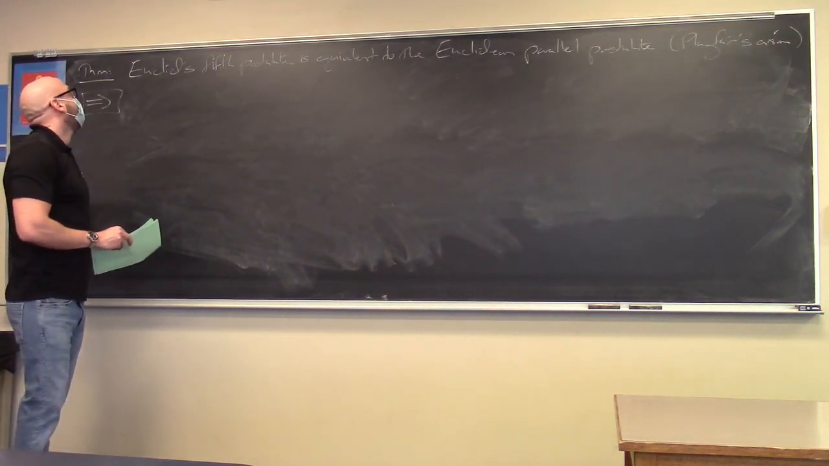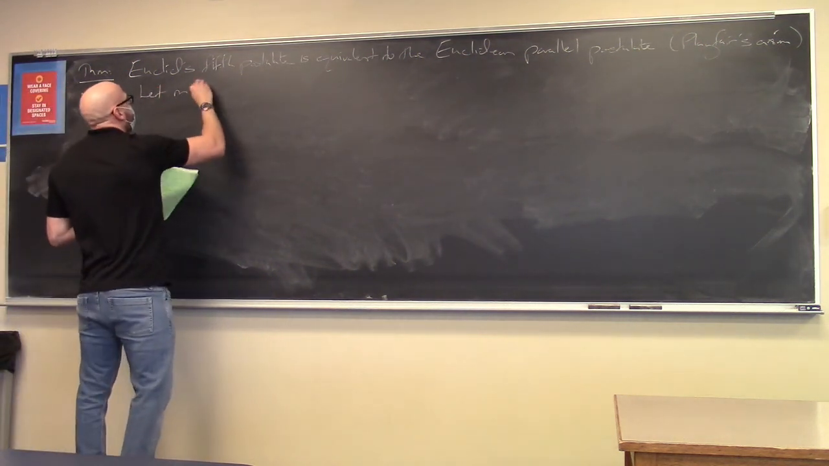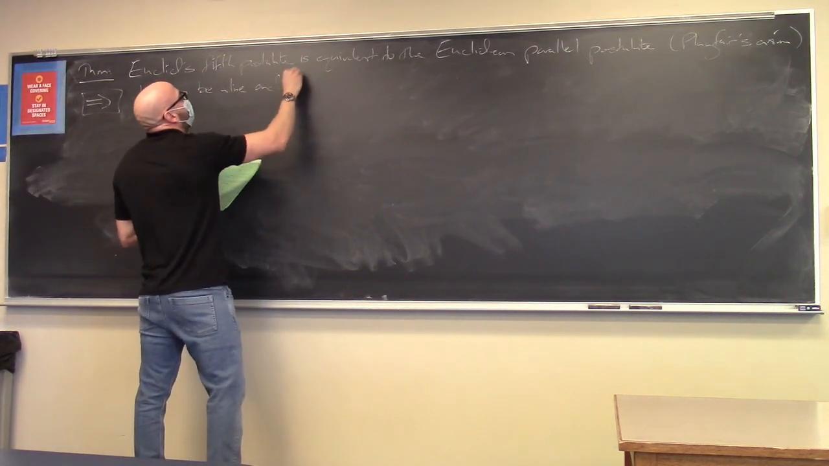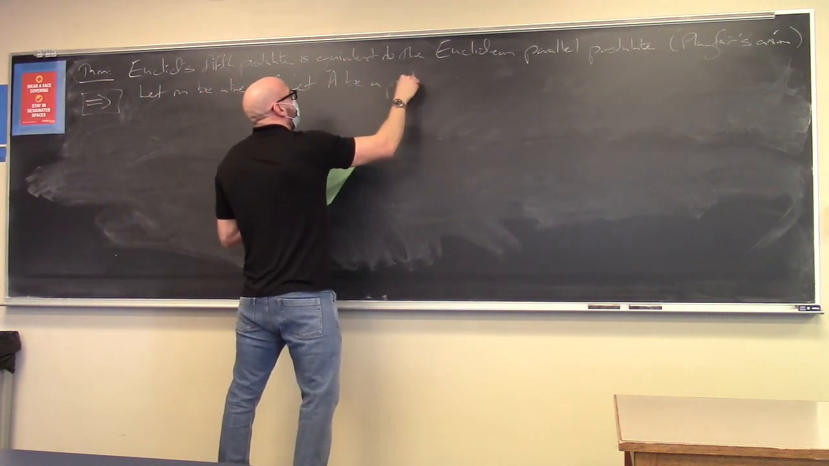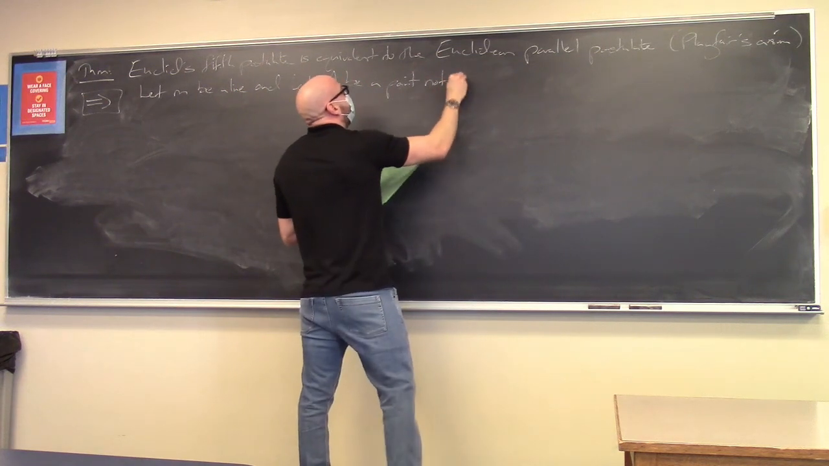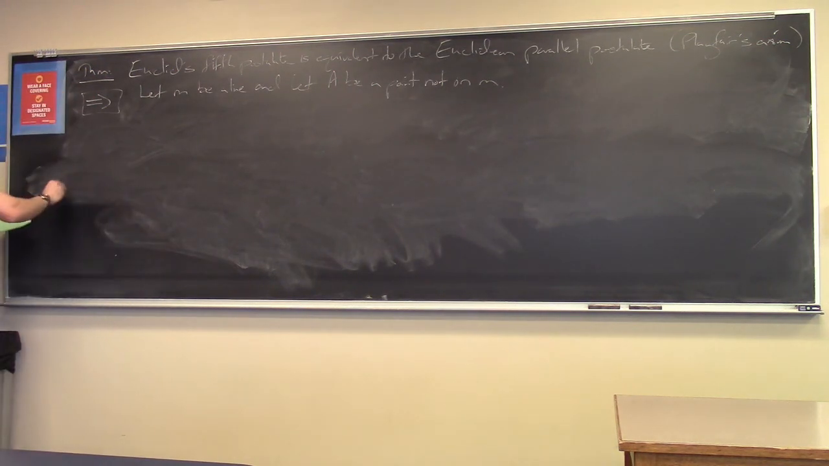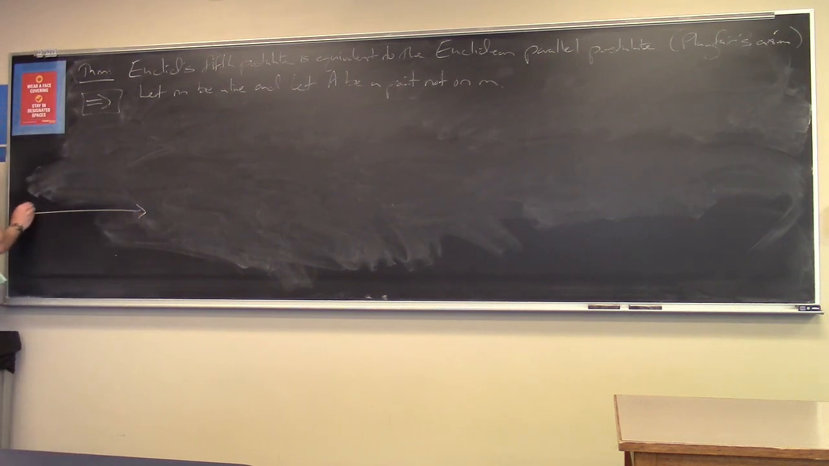But, yeah, so let's see. Let M be a line. And let A be a point not on M. So I'll construct my picture over here. Here's M. I've got this line M. I've got a point A, not on M.